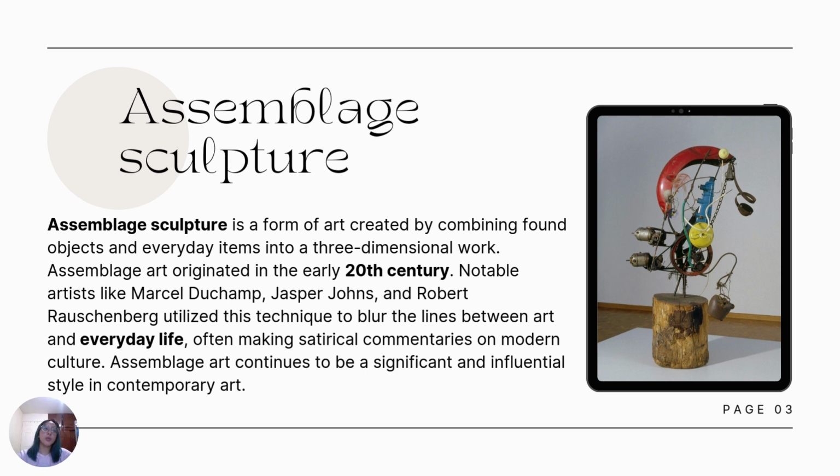The assemblage sculpture is a form of art created by combining found objects and everyday items into a three-dimensional work. It originated in the early 20th century, and there are notable artists such as Marcel Duchamp, Jasper Johns, and Robert Rauschenberg, who utilized this technique to blur the lines between art and everyday life, often making satirical commentaries on modern culture.